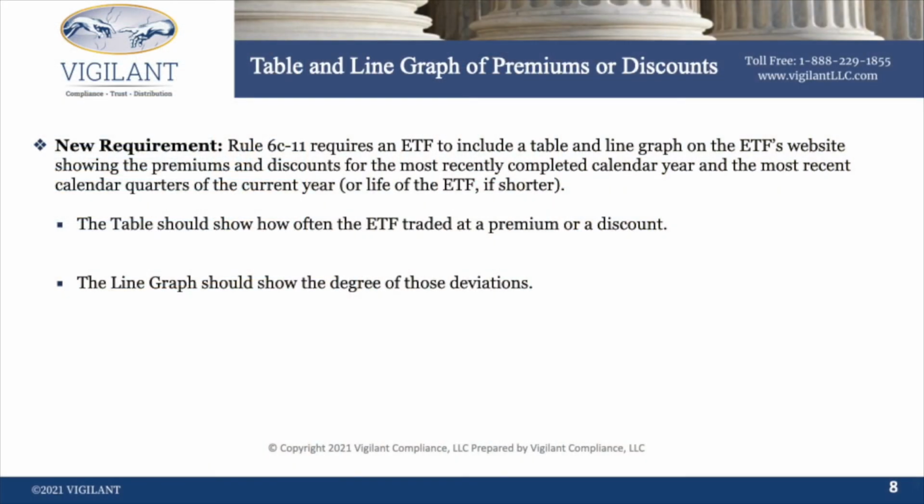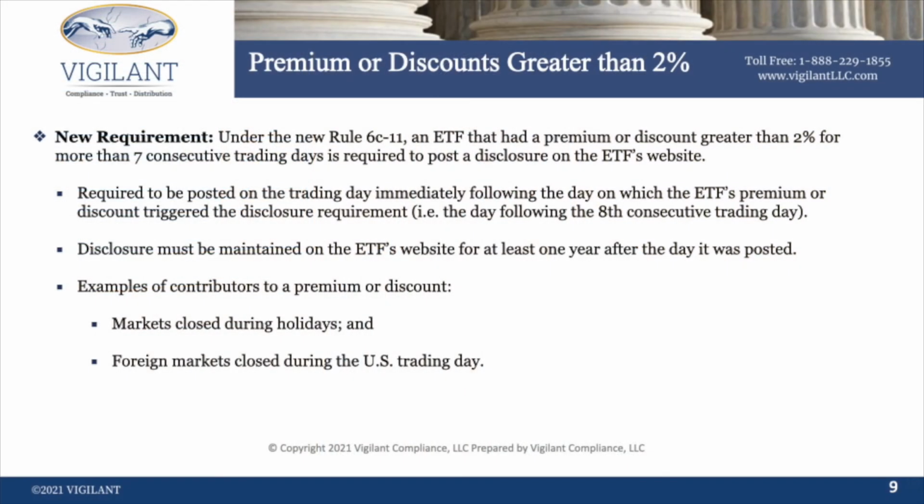The rule requires that the ETF post their premium and discount on a daily basis in both a line graph and a table format as well. Now, this should include your most recent calendar year, as well as your calendar quarters for the current year. For premiums and discounts of greater than 2% for 7 consecutive trading days, however, advisors will need to post additional information about this deviation on their website as well.